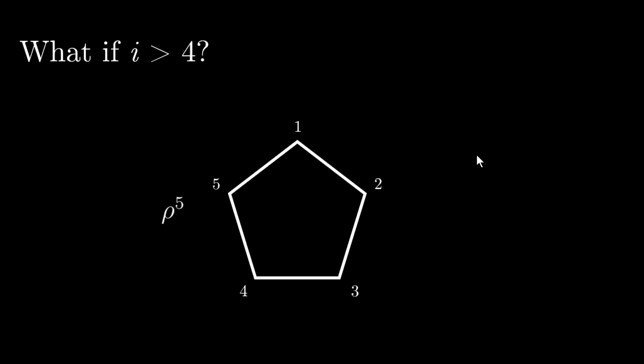So what if we rotate more than 4 times? Okay, let's apply 5 times unit rotation. So what will happen, right? We rotate once, rotate twice, rotate 3 times, 4 times, and we're back to where we started. What does this mean?